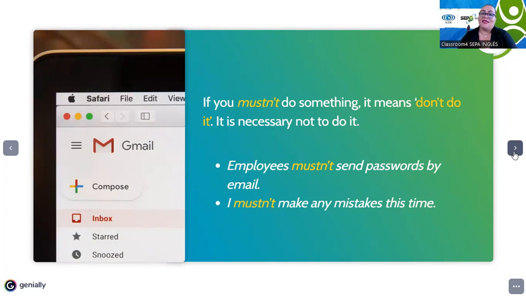Repeat. If you mustn't do something, it means don't do it. It is necessary not to do it. Employees mustn't send passwords by email. I mustn't make any mistakes this time.